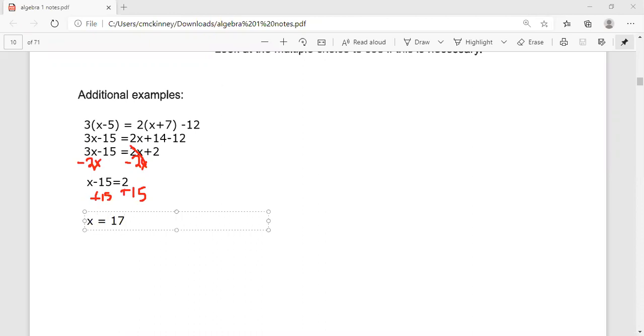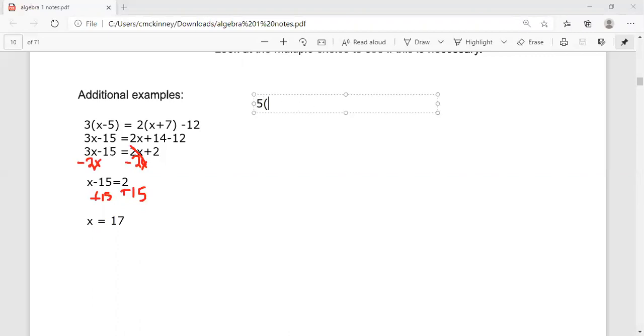So we do what we have to do to simplify each side of the equation, then get your variables on the same side, and then it's going to be, in this case, only a one-step equation, but sometimes a two-step. So let's try another one. All right, here we go.